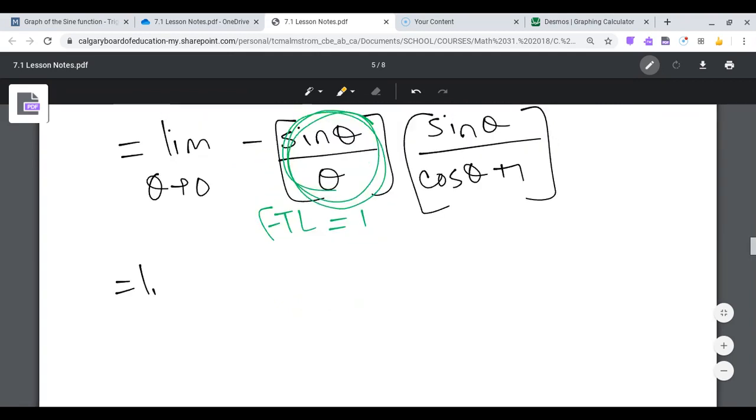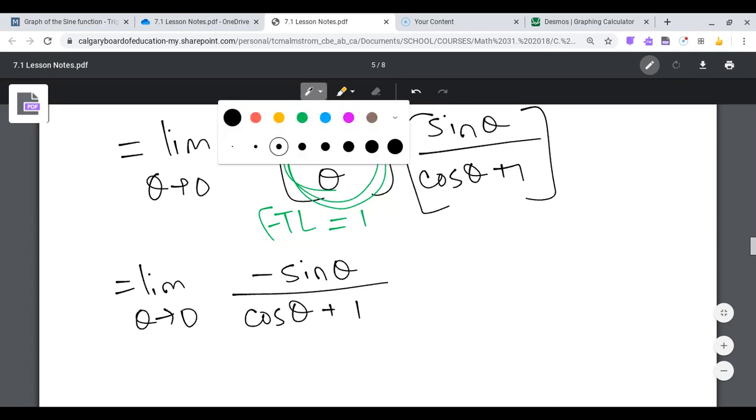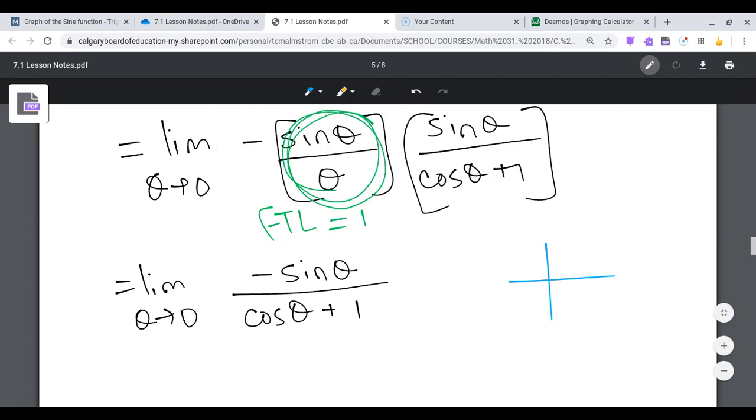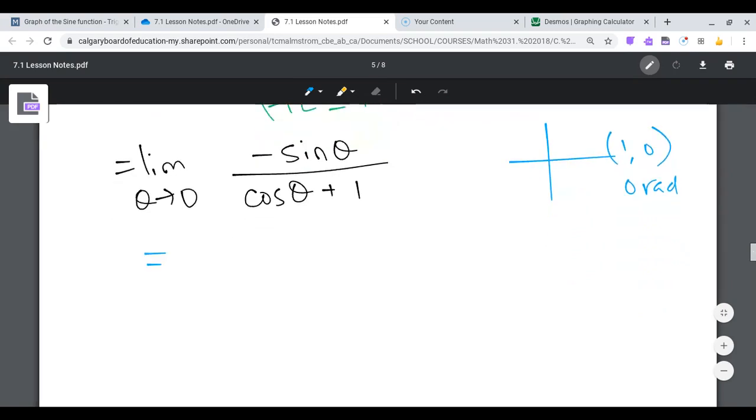Okay, so I have the limit as theta goes to 0 of negative sine theta on cos theta plus 1. And now I believe that we could use our direct substitution. Again, we're at 0 radians, and so the sine value at 0 radians is 0. So I have negative 0 on the cos of 0 radians, which is 1. So negative 0 on 2 is just 0.